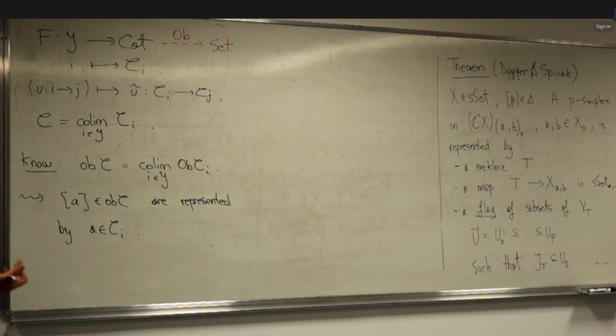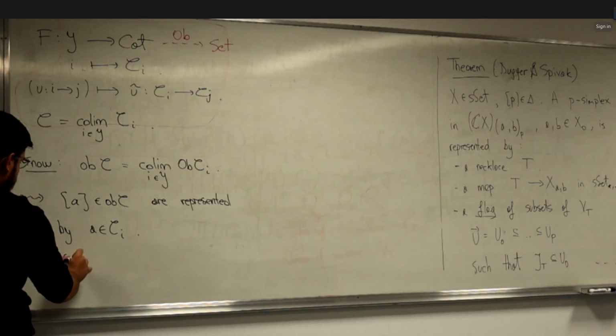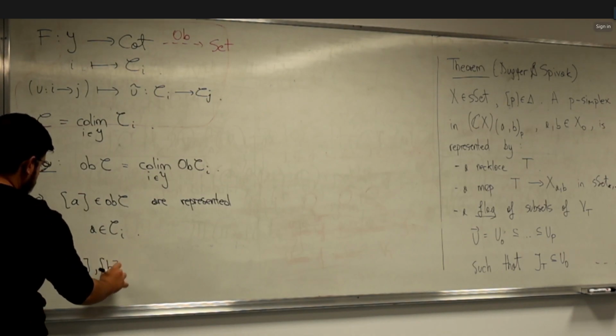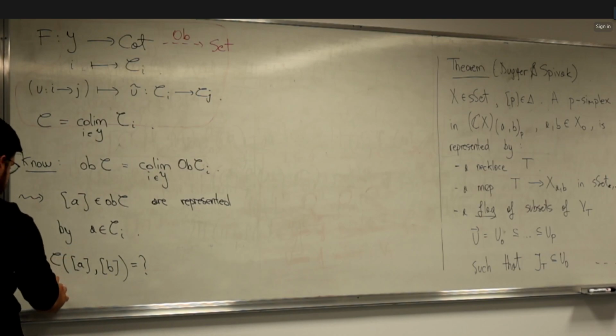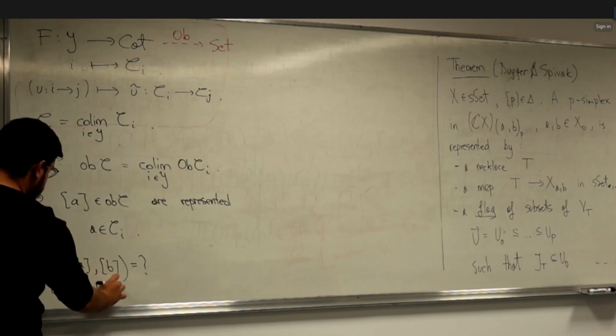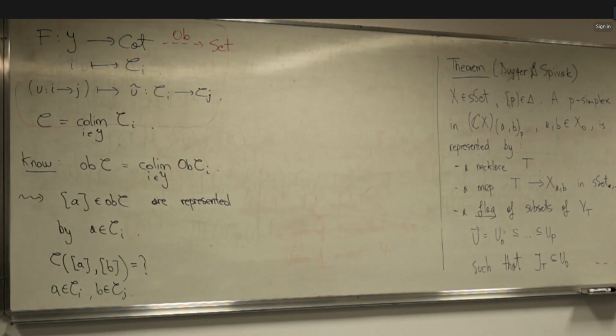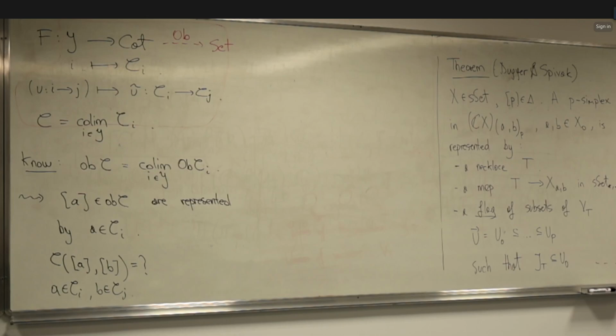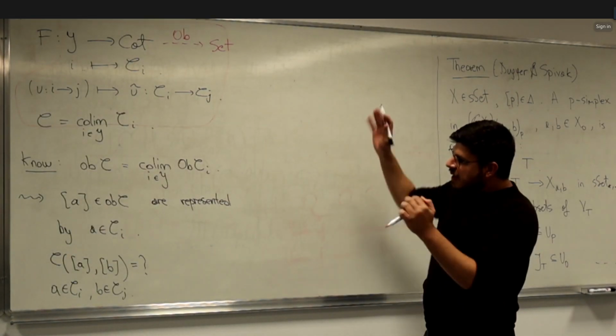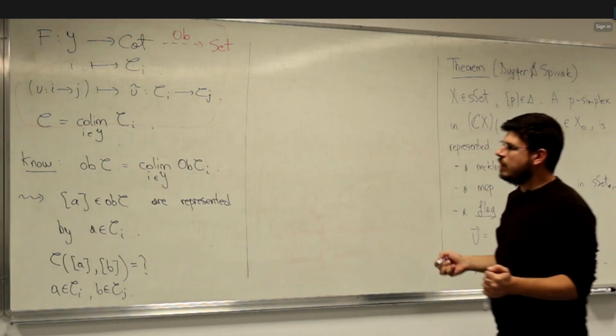Then in thinking about this, what is the set C(A,B)? If I give you A in CI and B in CJ, what's a morphism in this colimit between the classes these two represent? I found this to be as mysterious as the question mark that was here about these mapping spaces. And so I went on to try to describe these and then deduce the necklace theorem. At this point I can just write the statement because of time.